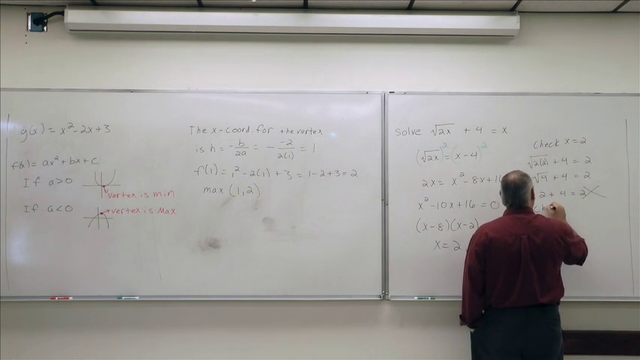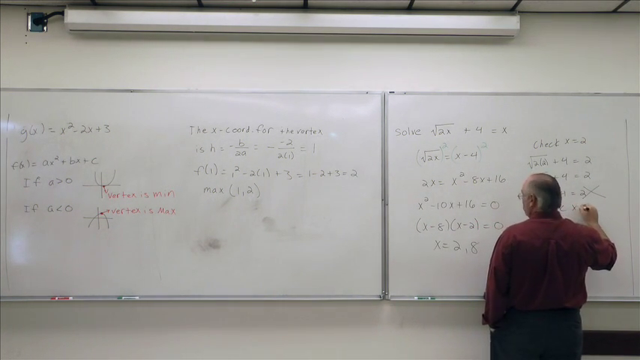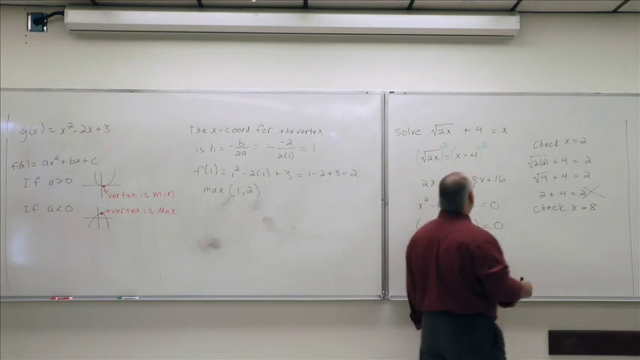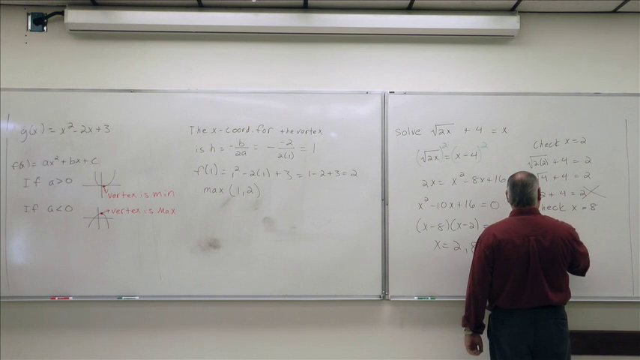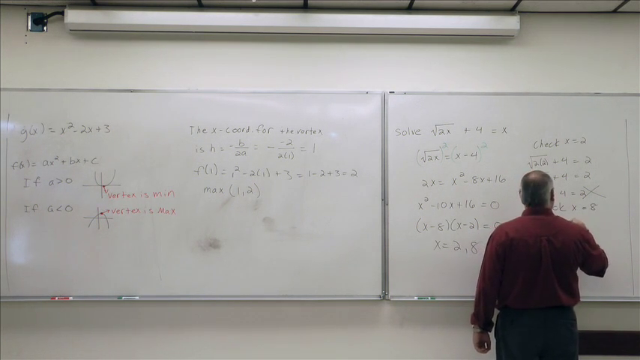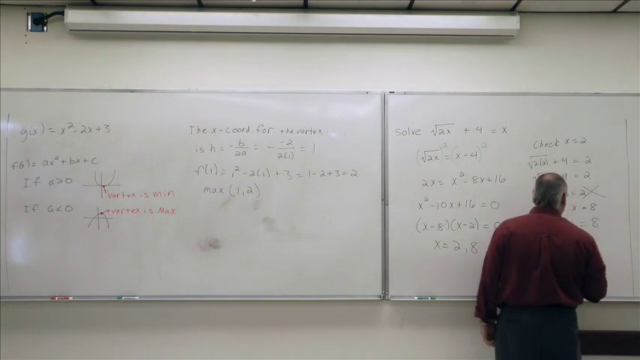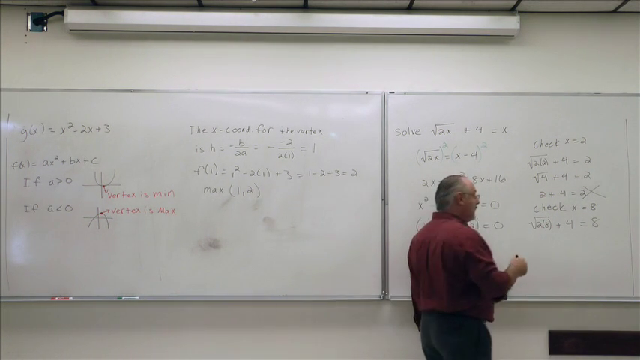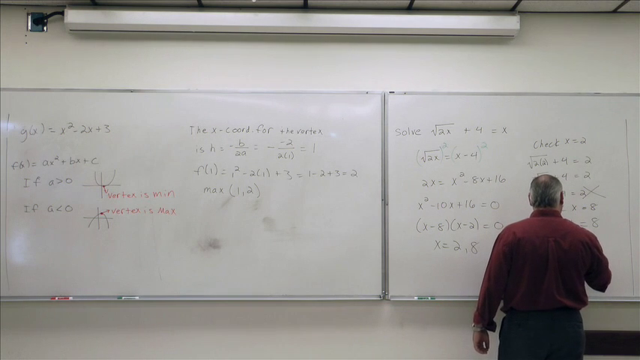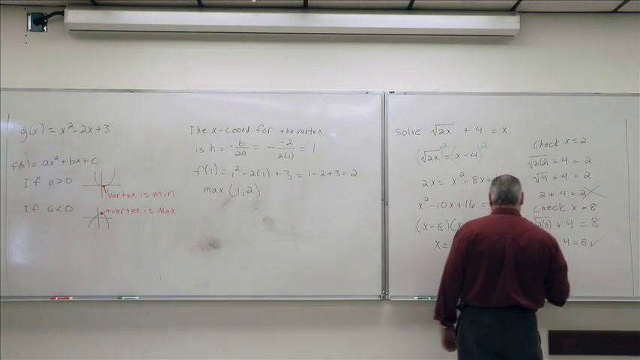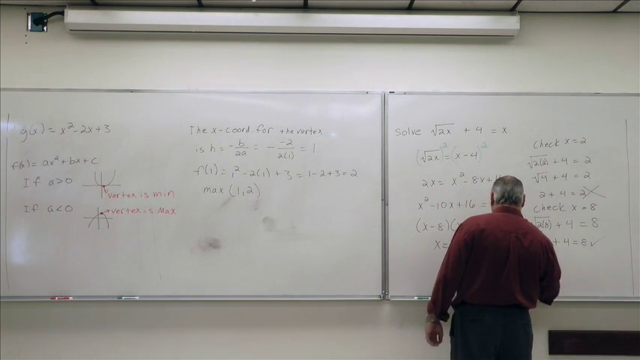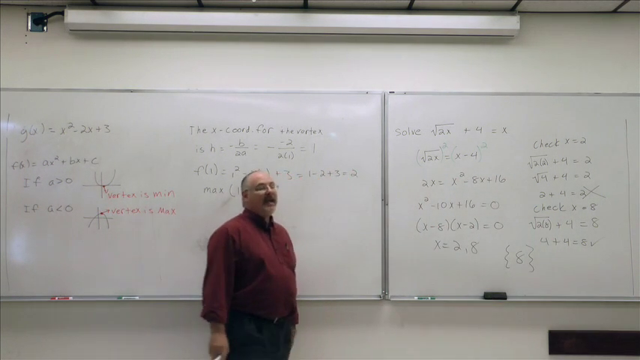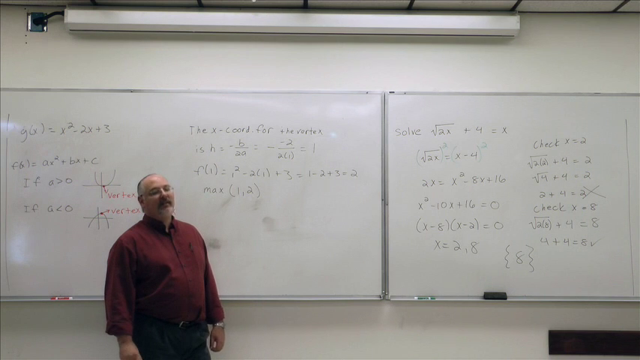So then if we check x equals 8, the other solution, we'll see that that works. We get the square root of 2 times 8 plus 4 equals 8. So this is 16, the square root of 16 is 4. So we get 4 plus 4 is 8, which we know is correct. So the solution set is just 8. You have to check the answer.